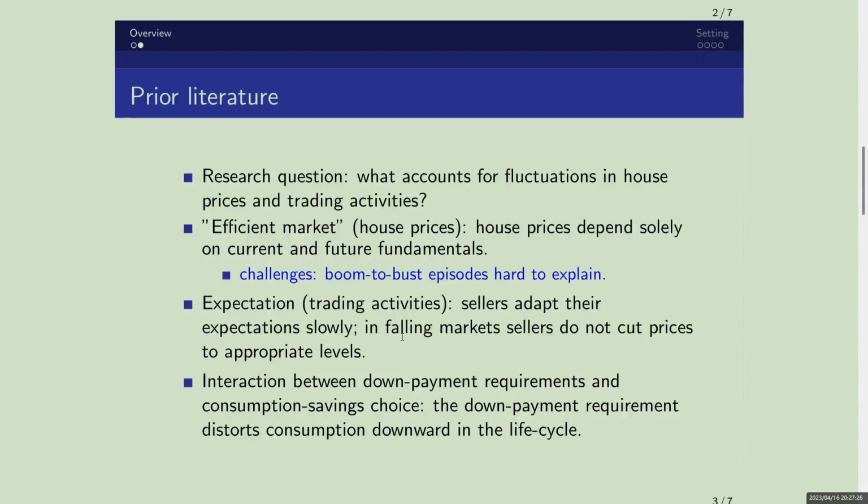And the third strand of the literature analyzes the interaction between down payment requirements and the consumption-savings choice. Basically, they find that the down payment requirement in the life cycle model distorts consumption downward.